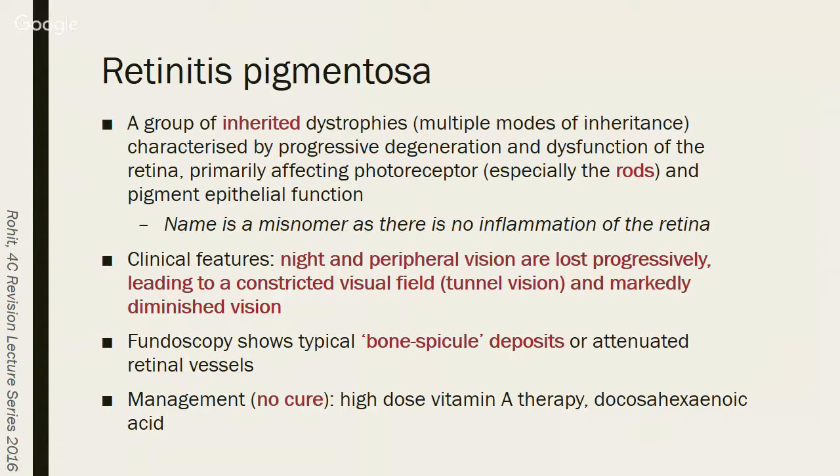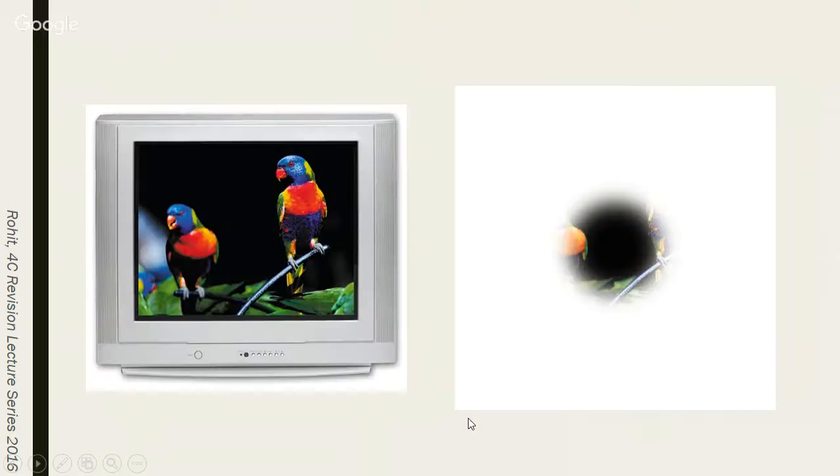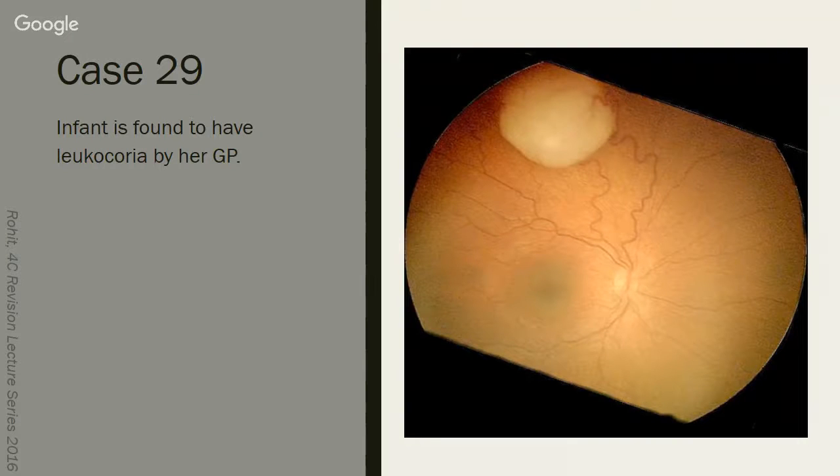The key features here are tunnel vision and loss of vision at nighttime as well. Your important differential for loss of nighttime vision is vitamin A deficiency. Yeah, that's all you need to know. And funnily enough, vitamin A therapy helps them. So tunnel vision. All right, another one.